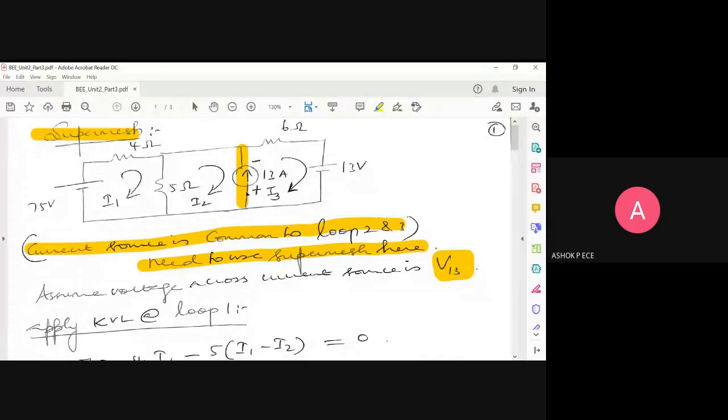Any doubts in this? Any doubts you can ask?